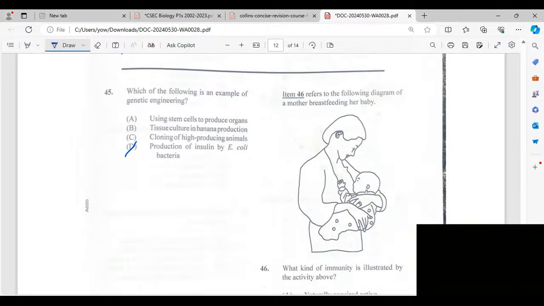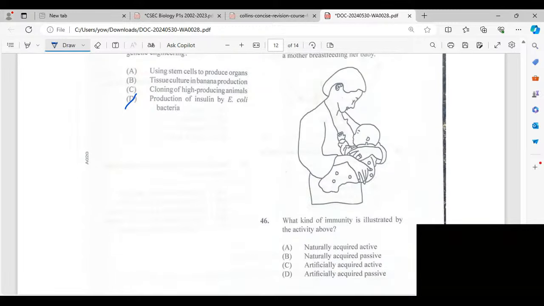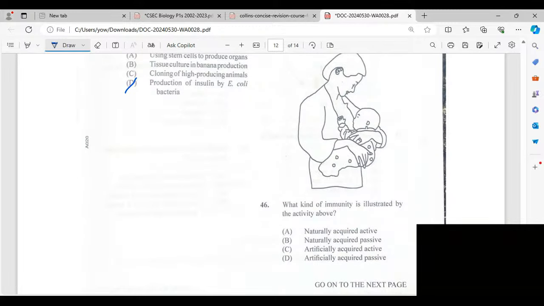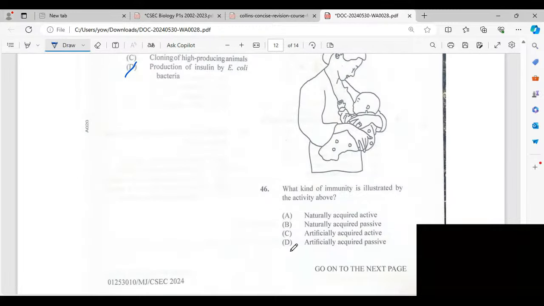46 refers to the following diagram of a mother breastfeeding. What kind of immunity is illustrated by the activity above? That's naturally acquired passive. 46 is B.